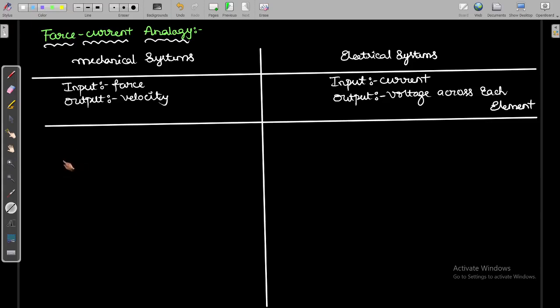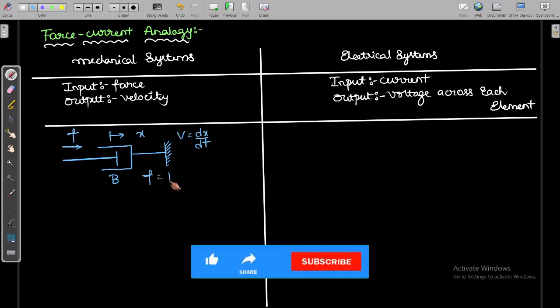Let us consider first the dashpot. If you have the dashpot here, it will be represented like this, connected to one reference point. That will be B. Here the force is applied, so there will be some displacement x. V is equal to dx by dt. Here force can be written as B into dx by dt, which can also be written as B into V.